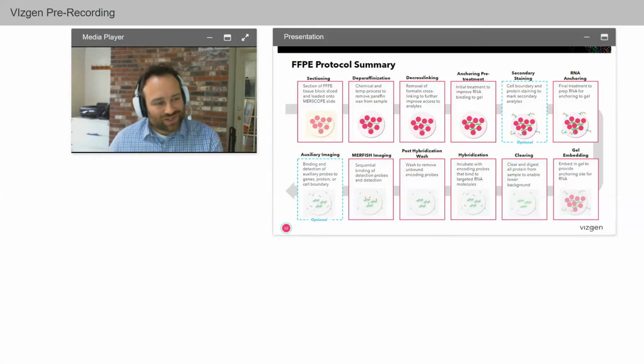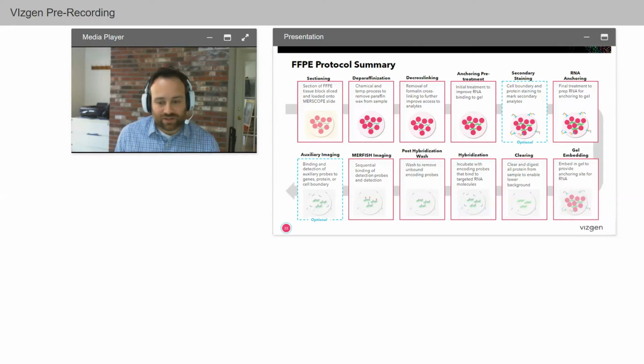Here, again, I want to stress that we have secondary staining. This is where we can use that protein staining within the FFPE workflow to generate that multi-omic data. So here, this is completely optional. It includes the cell boundary staining and the protein staining to mark those secondary analytes. Following this step, we move into RNA anchoring. This is a final treatment to prep the RNA for anchoring to the gel. We then move into gel embedding and clearing.